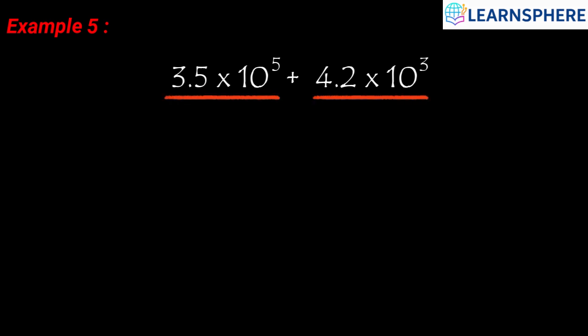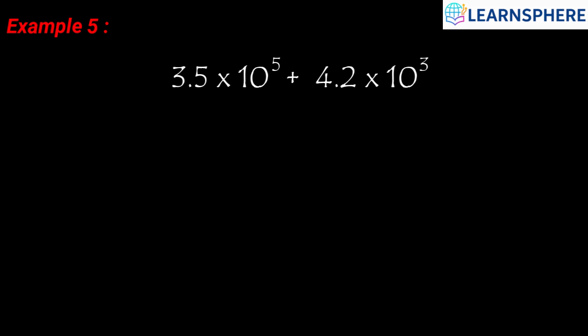Let's go on to example 5, where we have 3.5 times 10 to the power of 5 plus 4.2 times 10 to the power of 3. In this example, we have two standard forms being added with one another, and the rule of this would be, if we want to add and subtract between standard forms, we have to convert the power of 10 to be the same. So in this example, we can take both of them to have a power of 5.